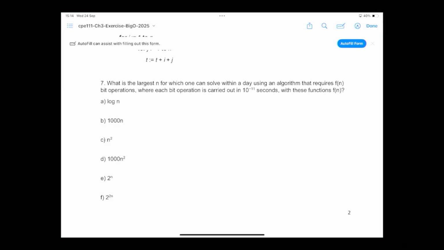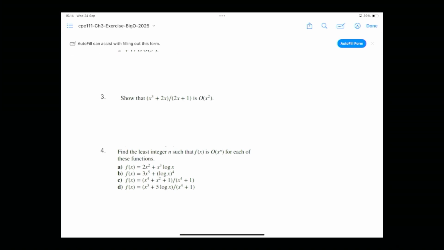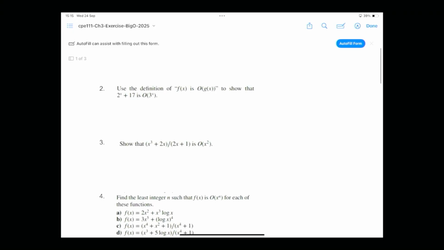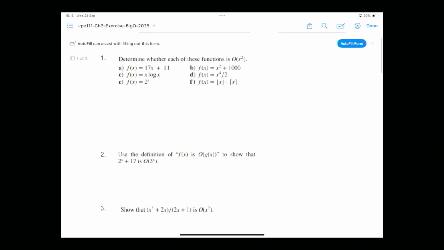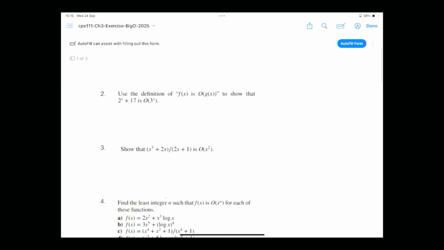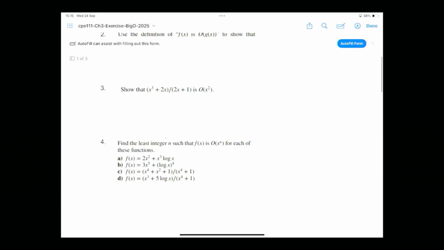The first page, which contains 4 problems, is due today, before midnight today, on LEB2. You have to find constants C and K as well for problems number 2 and 3. The rest is okay, but just show your work, how you get to the result.